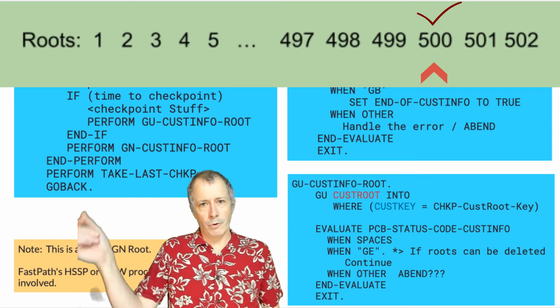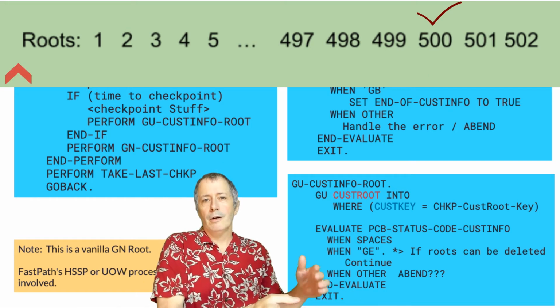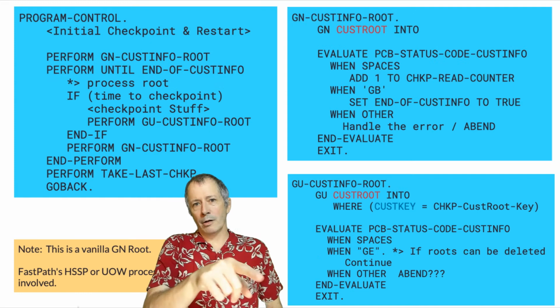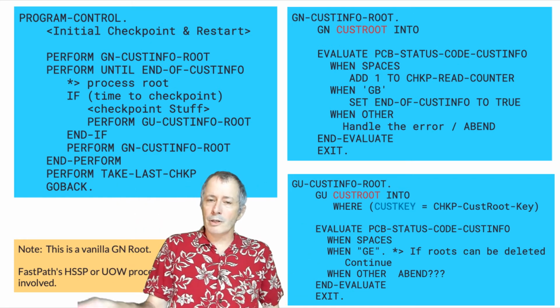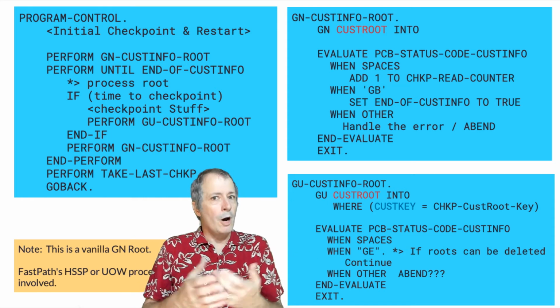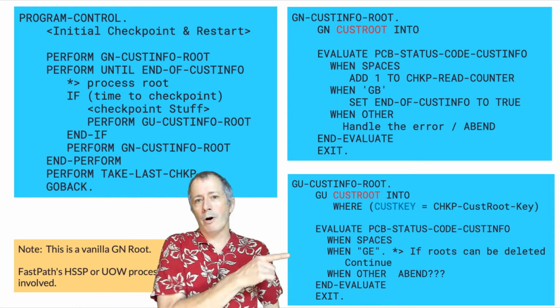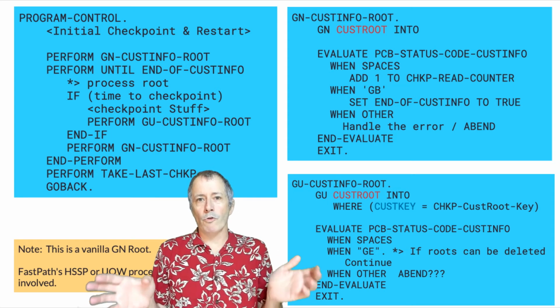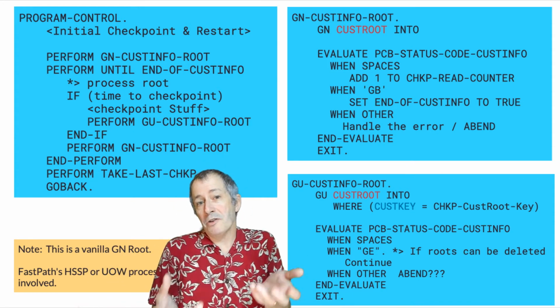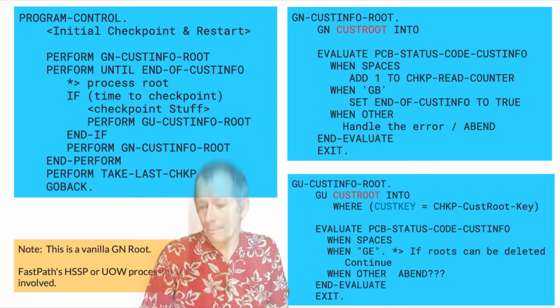It's time to take a checkpoint, lose position. Now you're back to processing the first root in the database, the second root in the database, till you hit 500, and you're just in this infinite loop where you're doing I/O, but you're not making any real progress. You just keep processing the first 500 roots over and over. And this will continue until somebody notices and cancels the job.